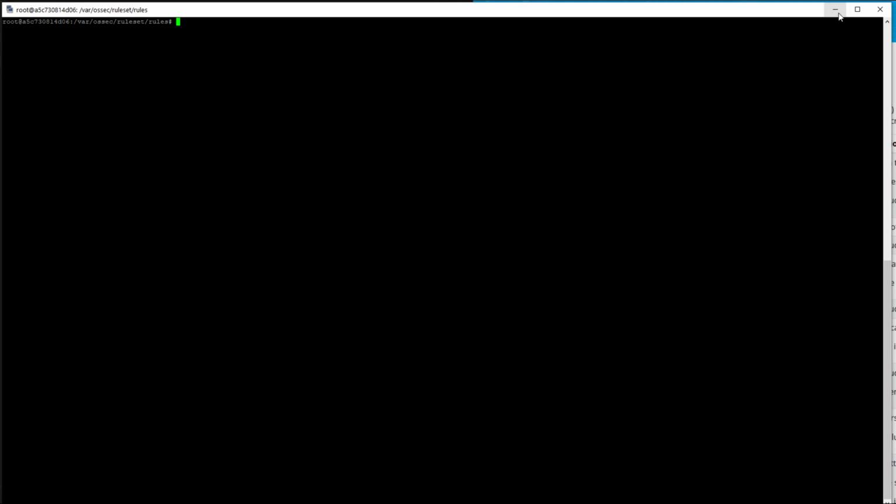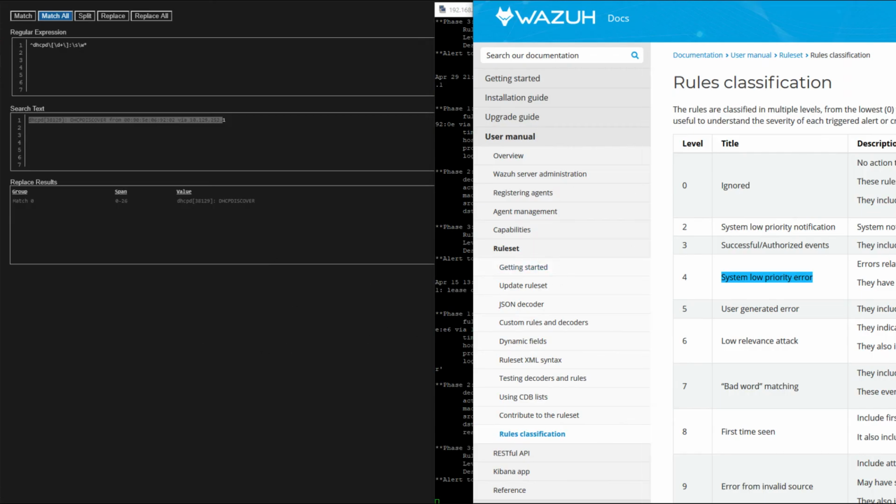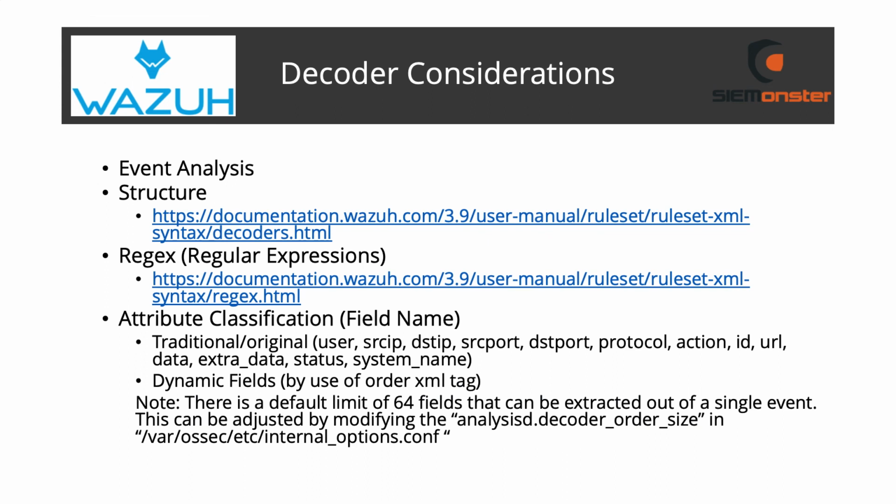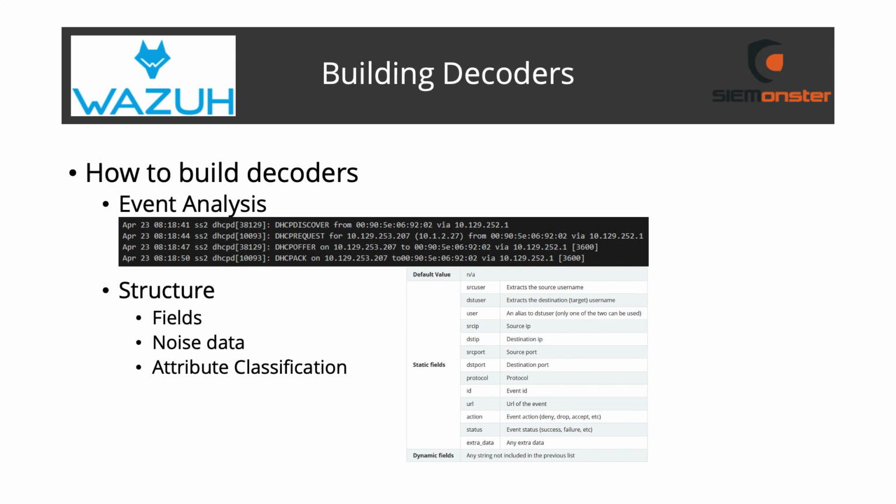That brings us to the end of this training session. Just to recap, we've covered what decoders are, their purpose, their outputs, what rules are, their purpose and their outputs. I've shown you the structures, the regular expressions, the attribute classifications or the field names. These are quite important. Be comfortable with them. If you need to, print out a little cheat card that you keep on your desk, especially if you're going to be creating lots of decoders and rules. And I've also shown you what the data looks like, how to identify the fields that you're interested in, and how to pull them out.